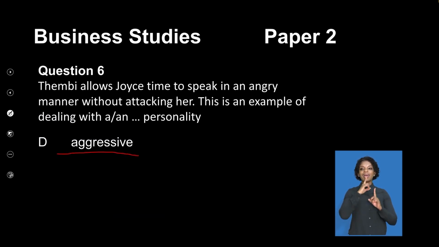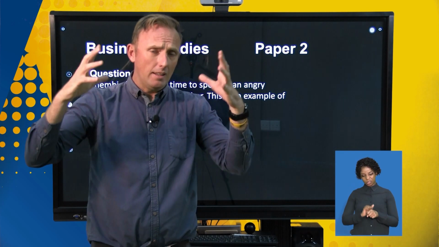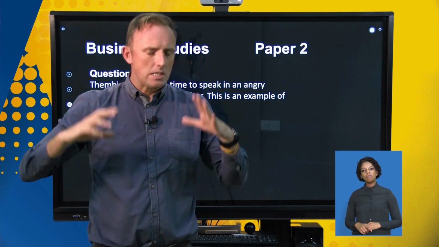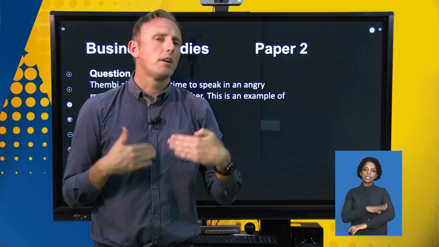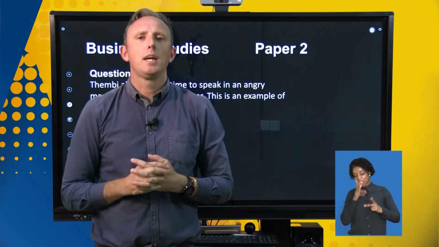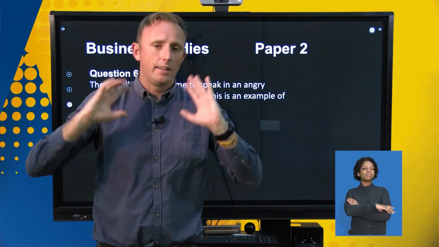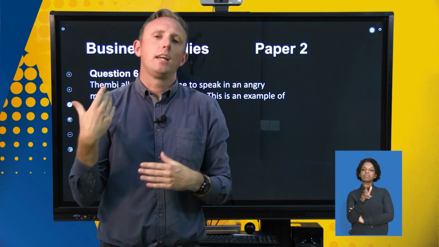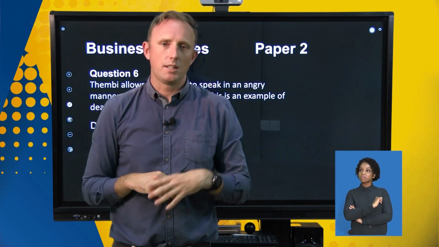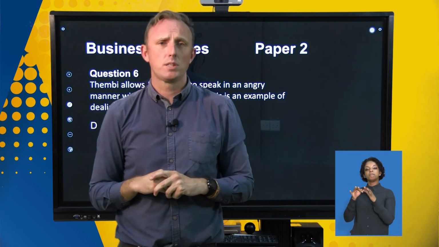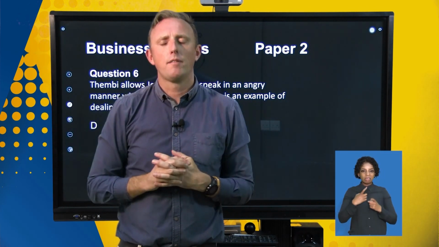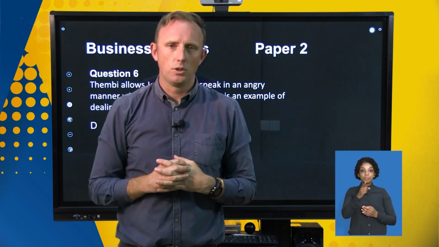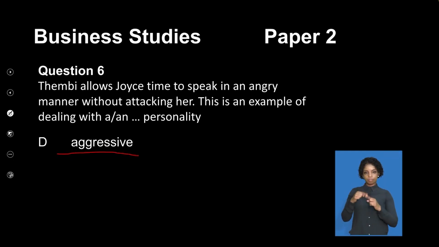When we're dealing with difficult people, when they're aggressive, just let them vent. As a manager, you just listen, you don't attack them, you make sure that you keep very calm, let them vent out, and then you can talk to them. So that's for an aggressive personality. You also have complaining, where you would have a completely different approach to a complaining personality.